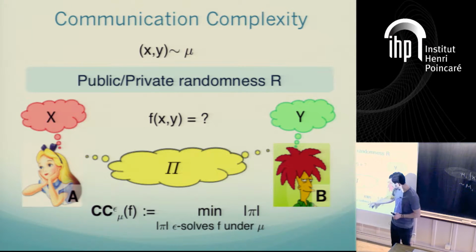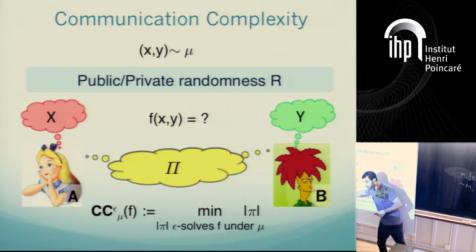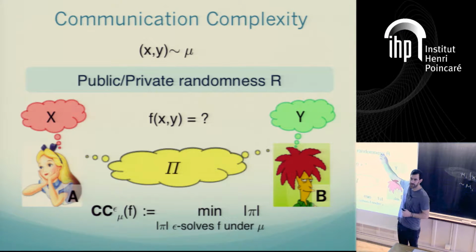I'm saying that when we say the protocol has expected communication, then this expectation is measured, in this case, only over the randomness of the inputs, because we assume that we can always fix the randomness when we're interested in communication.